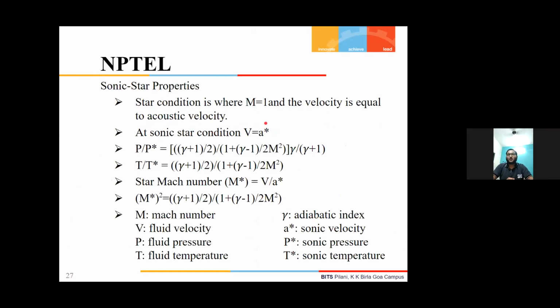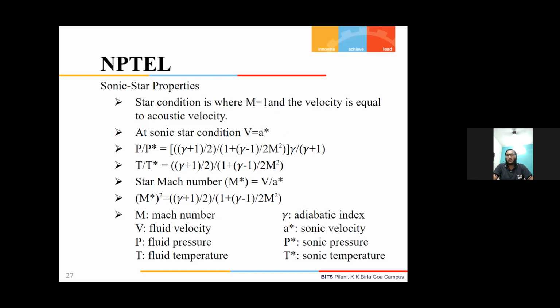Hello everyone. The next topic that we studied in the introduction of gas dynamics was sonic star properties. Sonic properties and star properties are somewhat synonymous. The star condition is where Mach number equals 1 and the velocity is called the acoustic velocity, denoted by A star.